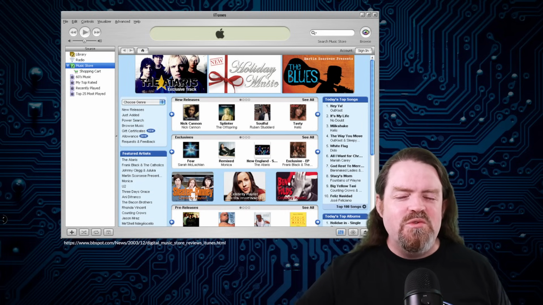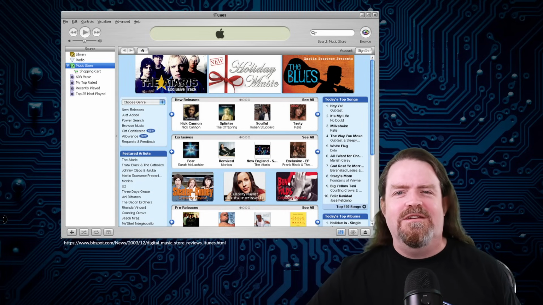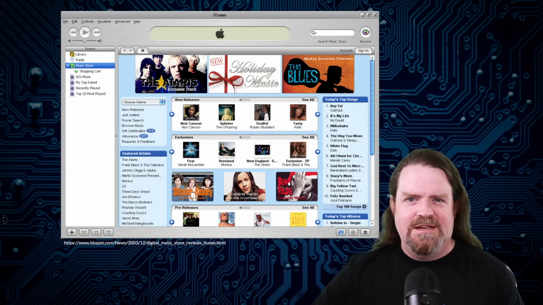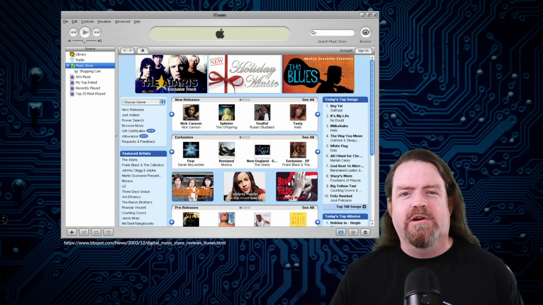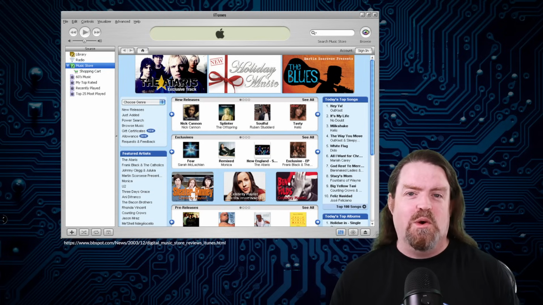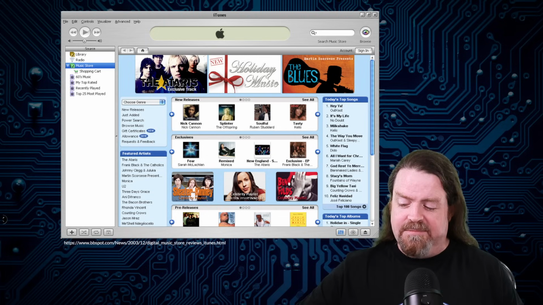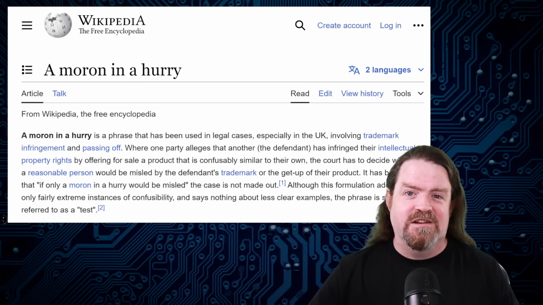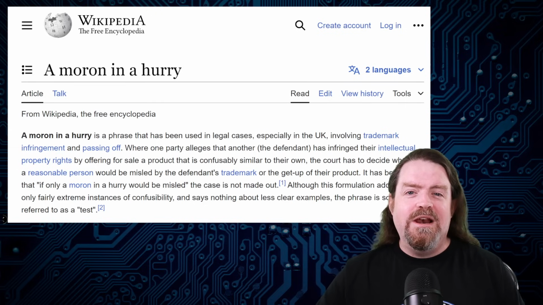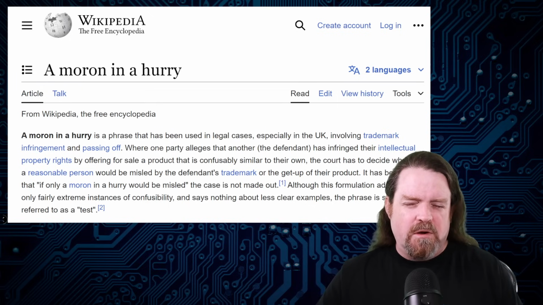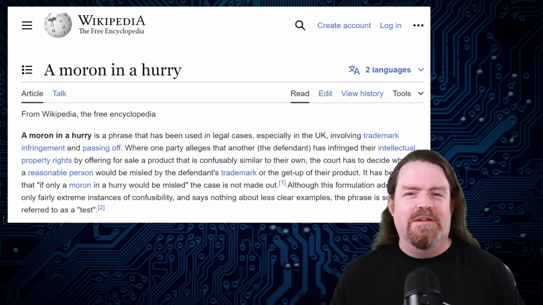Now, I can see how a certain kind of music fan who had never been into computers and technology might have gone out and bought, say, the first generation iPod, and they saw Apple on the box, and they thought that this was Apple Corps. They thought there was this association with the Beatles record and publishing company. Now, the actual legal formulation that's used, this comes up in the UK. There's a thing called the Moron in a hurry formulation, which is that if only a moron in a hurry could possibly confuse two brands based on trademarks or logos or something, then there is probably no case to answer when it comes to trademark infringement.